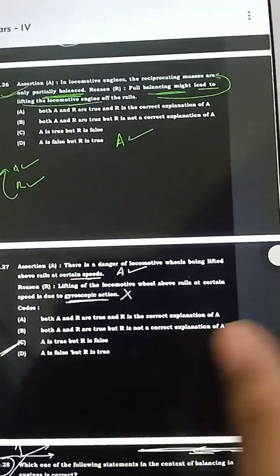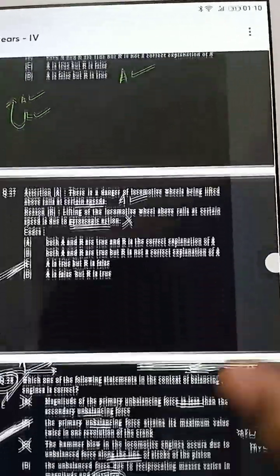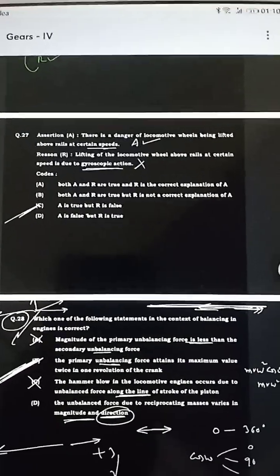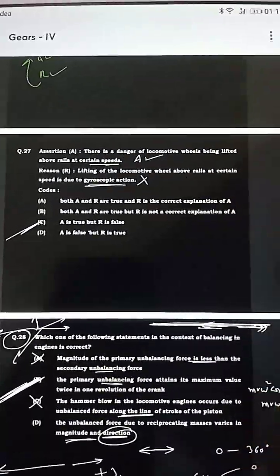Locomotive wheel lift is due to hammer blow and not due to gyroscopic. Yes, if it is turning, then it is due to gyroscopic couple. The 28 is B option. Okay, so here we complete the PKS questions.